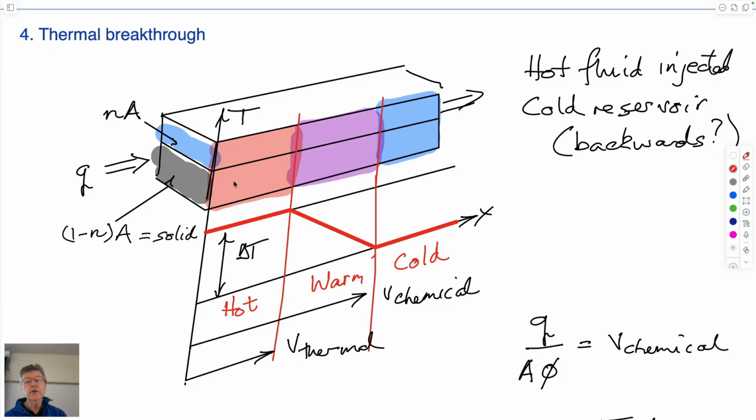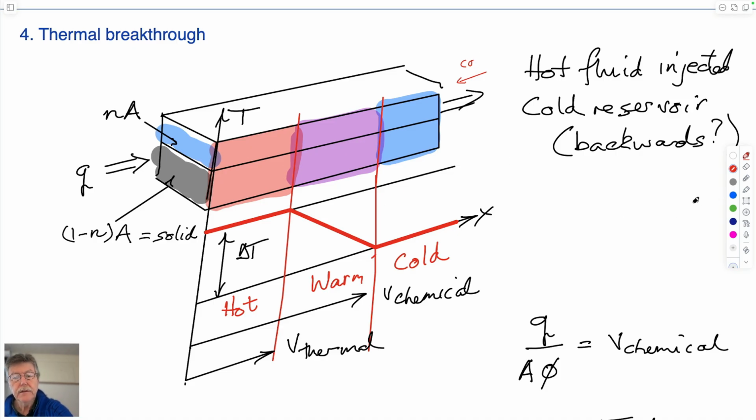And so what we can do is look at a very simple one-dimensional problem. This is kind of drawn backwards. In our reservoir, probably we're injecting here with cold fluid into an already hot reservoir. As we go across the reservoir, that cold fluid will be heated by contact with the reservoir, hopefully to reservoir temperature, and then come out at the recovery well hot. So that's kind of how this is drawn.